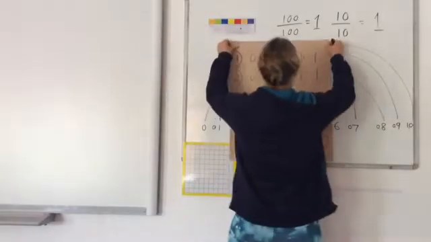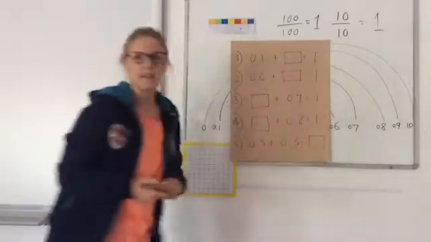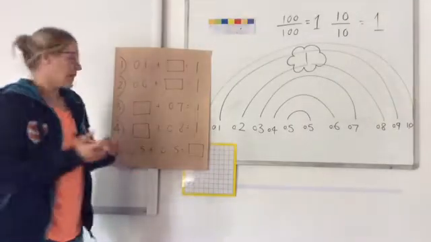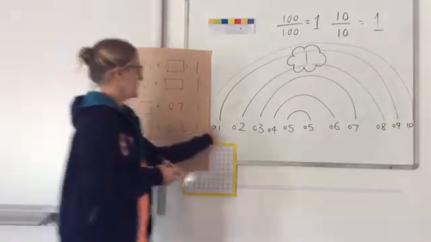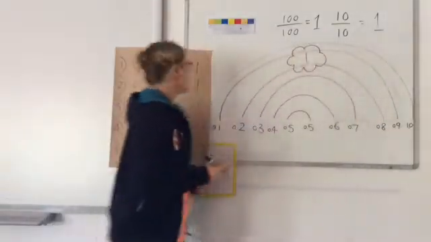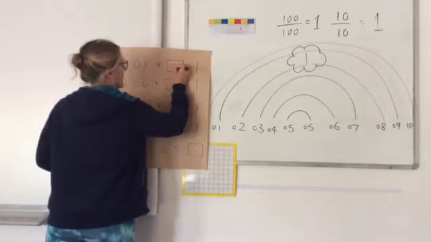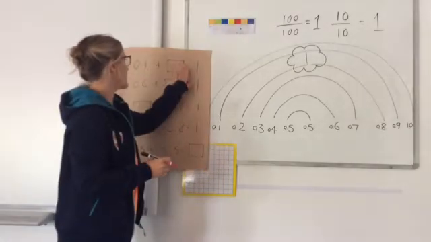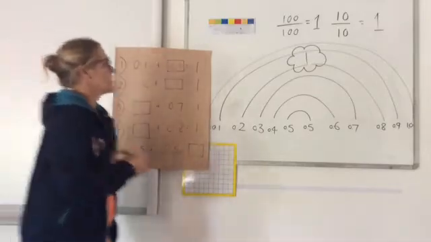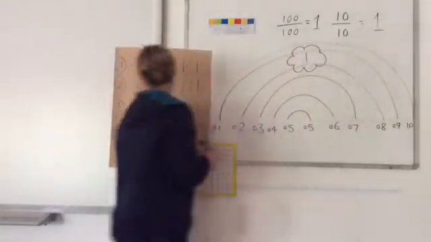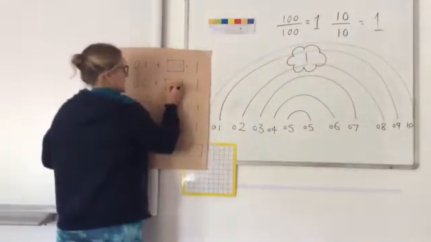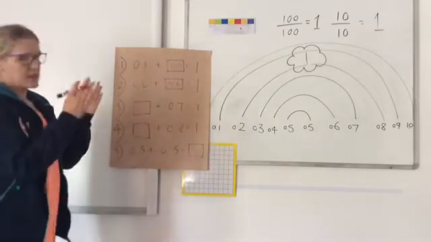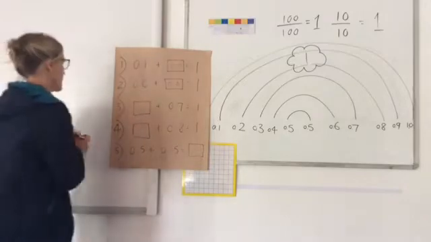So hopefully you have had a go of those, and let's go through and mark them together. So 0.1 add what equals one whole. So 0.1 add 0.9 equals one whole. 1/10 add 9/10 equals 10 tenths, which equals one whole. 0.6 add 0.4 equals 1. 6 tenths, 4 tenths makes 10 tenths, 10 tenths equals one whole.